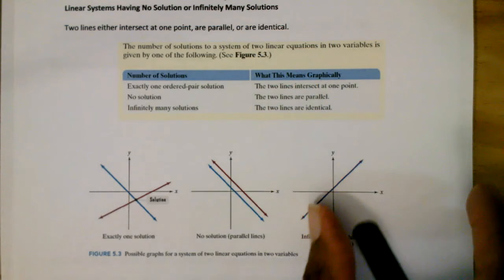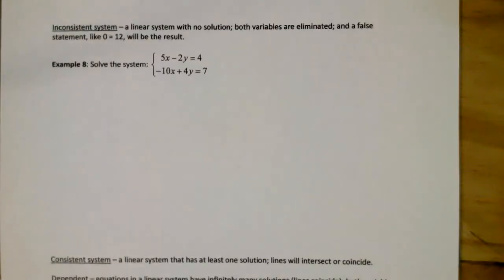All right, now let's look at some cases where you may have something like this, an inconsistent system. Now, an inconsistent system means this. It's a linear system with no solution. That means that both variables will be eliminated and you'll end up with a false statement like 0 is equal to 12. And if you have an inconsistent system, that basically means that if you were to graph your lines on a coordinate plane, those two lines will not intersect anywhere. They're just going to be parallel.